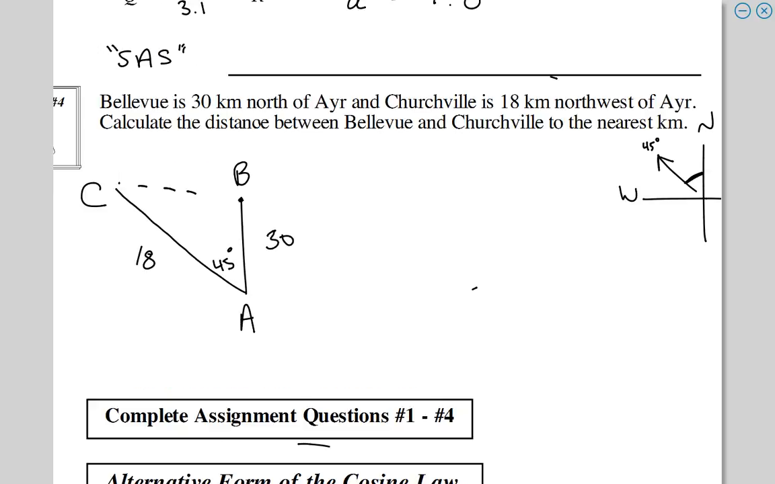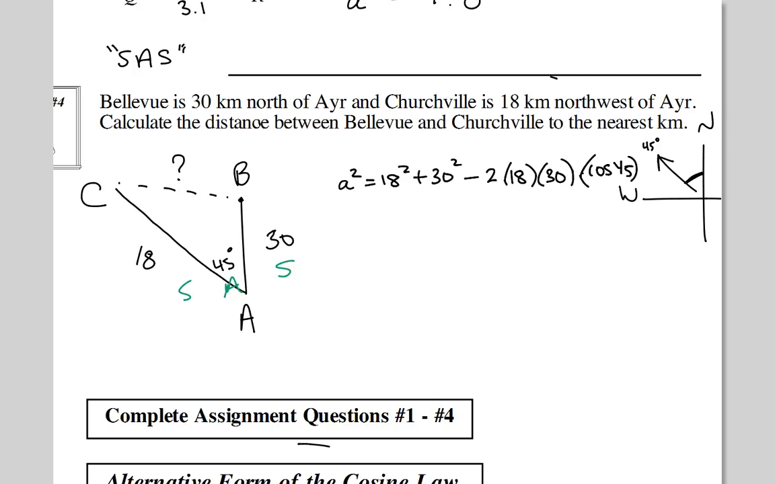So I have no idea what's happening over here. I don't know if it's straight. I'm just guessing. But we have enough information to do the side angle side business. So just jot that in so you don't forget. Side angle side. Okay, A squared equals 18 squared plus 30 squared minus 2 times 18 times 30 times cosine 45. Get that answer and then square root it.